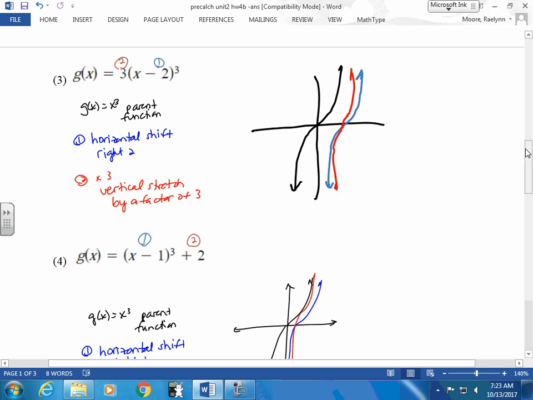None of these will change your domains and your range. How come? Because it's all real numbers for both. Good. All real numbers for both. So my domain and my range are not going to have any effect.